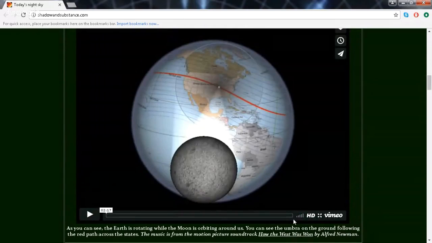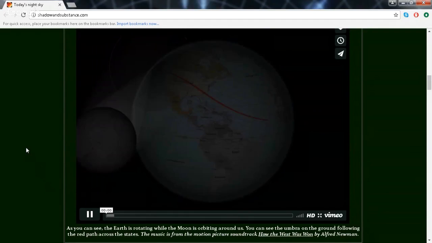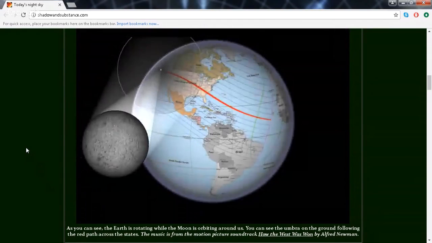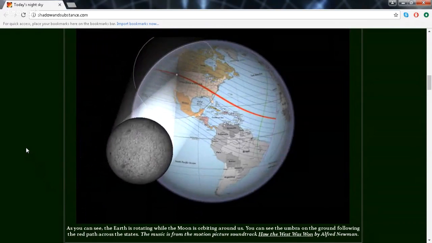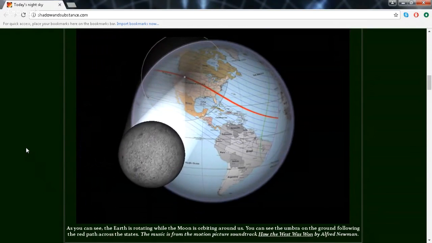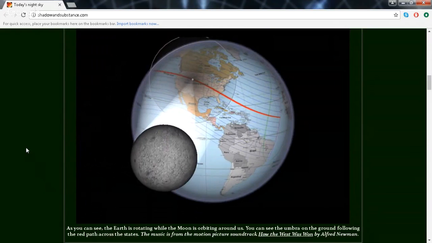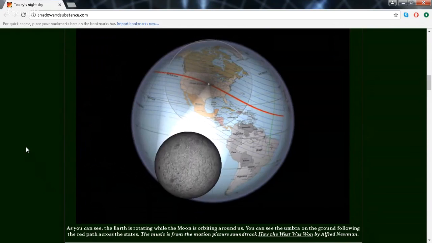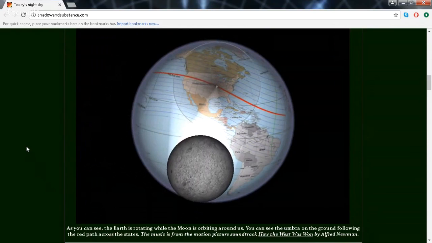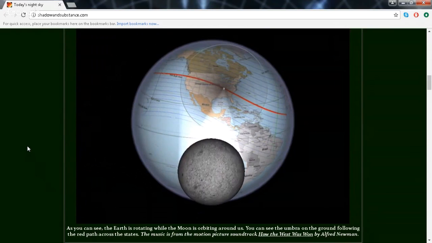Well, before you answer, how about I play this other animation, and it might actually help to make the situation clear. Oh, that would be great. Yes. So again, this is from Larry's website, Shadow and Substance. And you can see that the Earth is turning from west to east, and the moon is also moving from west to east as it orbits the Earth. And I think that is the key to the motion.